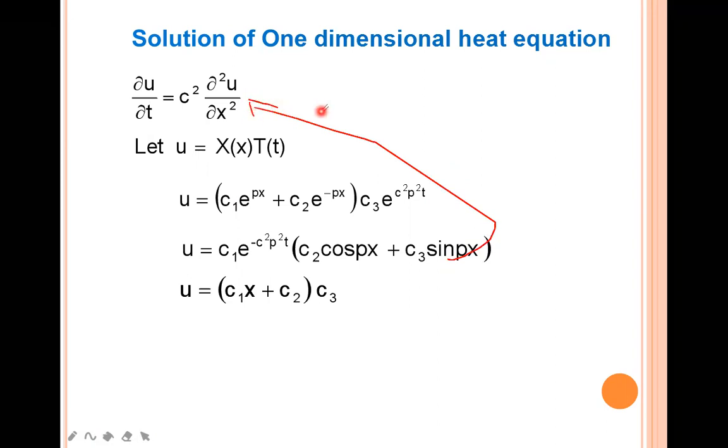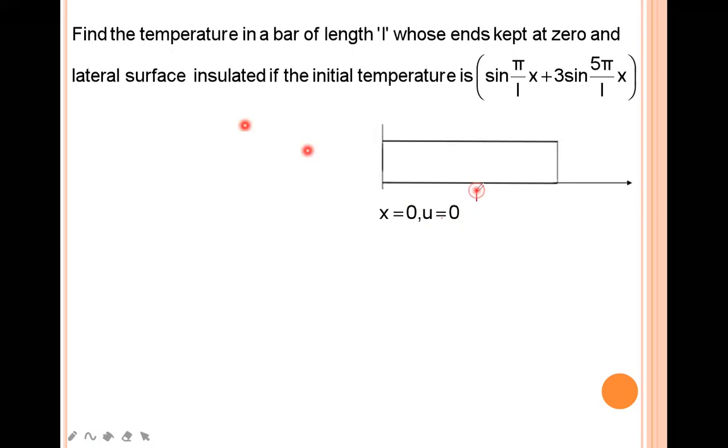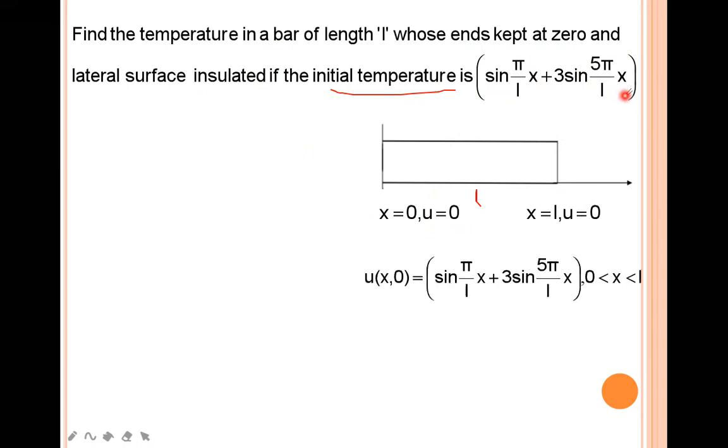Now look at one problem. Find the temperature in a bar of length L whose ends are kept at zero temperature and lateral surface insulated, if the initial temperature is sin(πx/L) plus 3 sin(5πx/L). Given that the bar of length L has its ends kept at zero temperature, that means u = 0 at x = 0 and u = 0 at x = L, and the given initial temperature is sin(πx/L) plus 3 sin(5πx/L). So u(x,0) equals this.